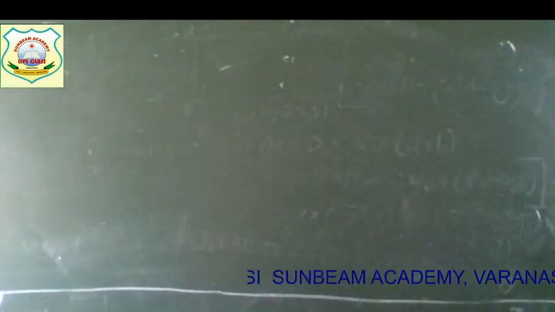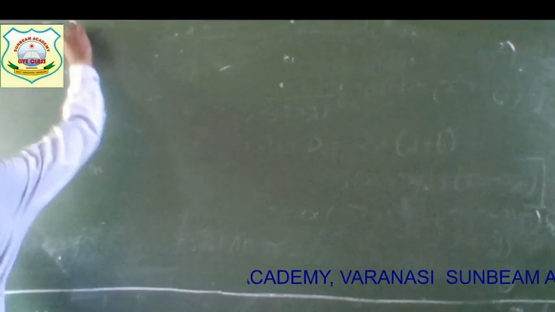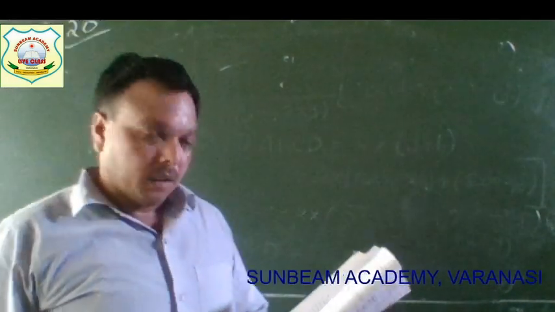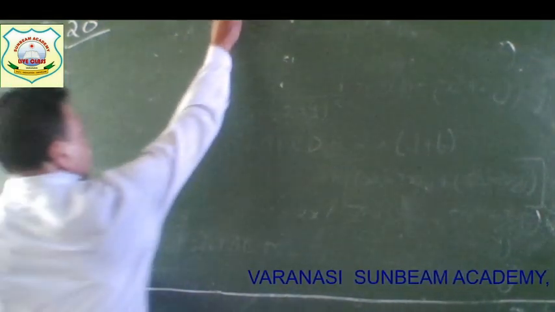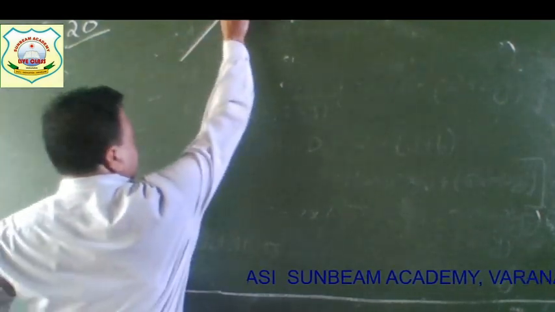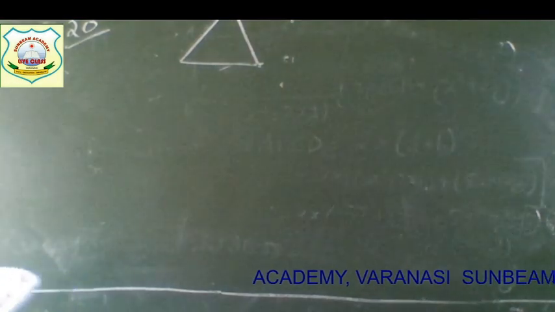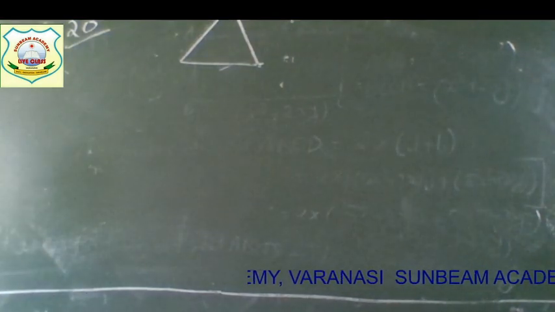Students, next is question number 20. Question 20: the perimeter of a triangle is given as 6p square minus 4p plus 9. First of all, we will draw the triangle shape. Okay, this is the triangle, and two of its sides are given.